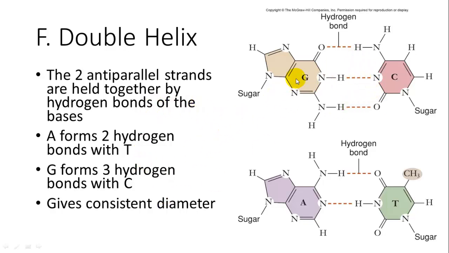So, guanine and cytosine are able to make 3 hydrogen bonds. Adenine and thymine are able to make 2 hydrogen bonds. And this is like the rungs on the ladder then.